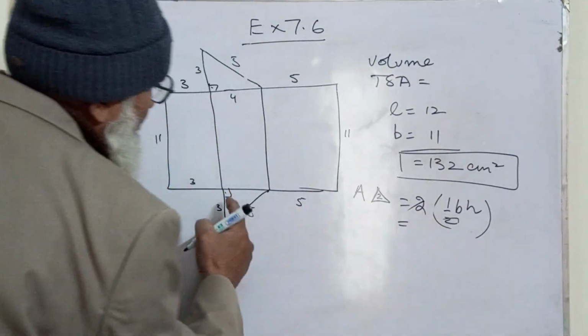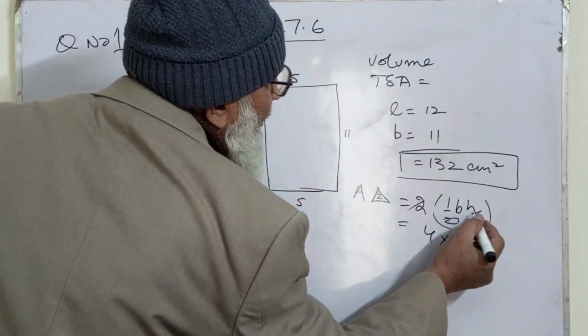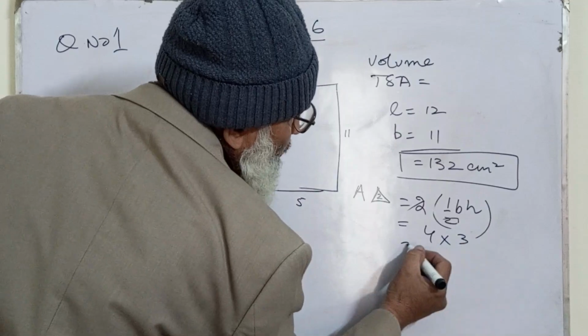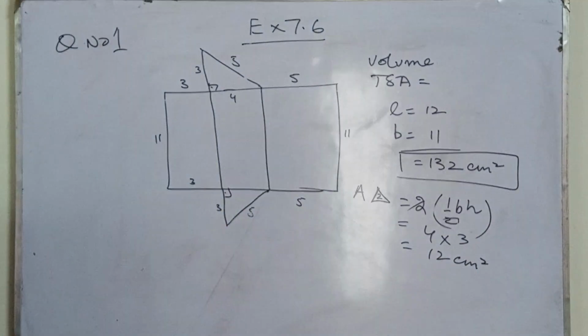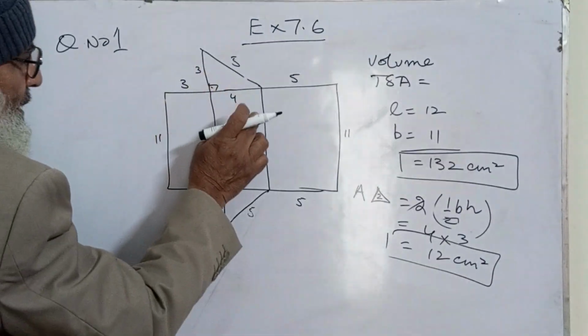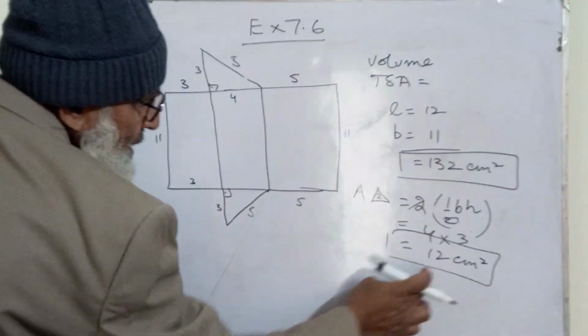So base is 4 and height is 3, given. Now it will become 12 centimeters square. Now this is your second answer. One answer was this and the second answer is this.